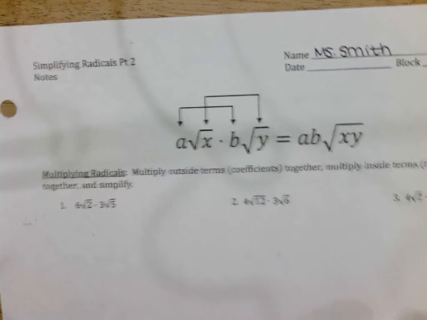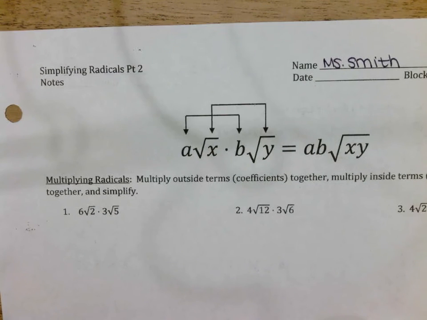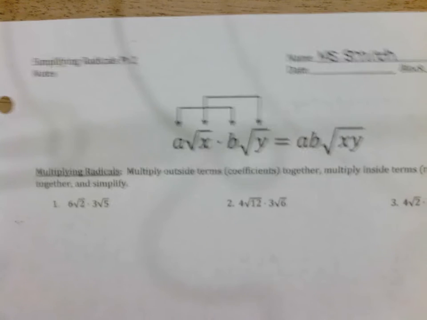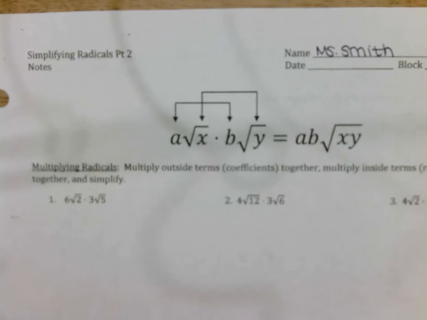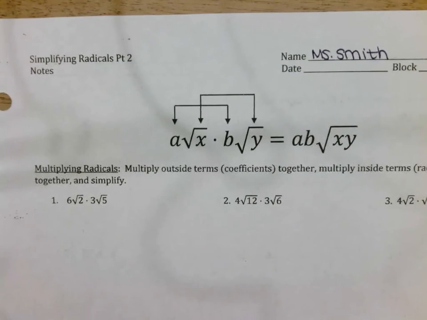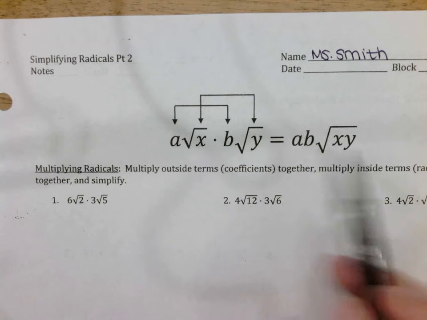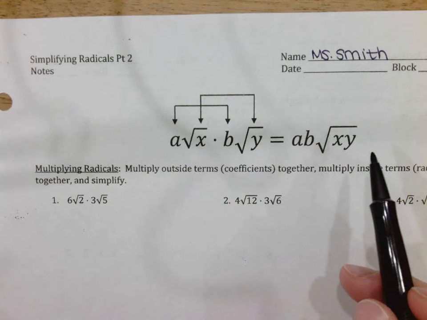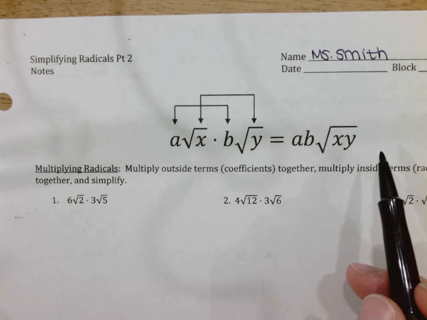All right, this is Simplifying Radicals Part 2. Make sure you watch Part 1 before this one. Part 1 was adding and subtracting. This is multiplying. So just based on this little diagram, you may be able to figure out exactly how we multiply two terms that have radicals.